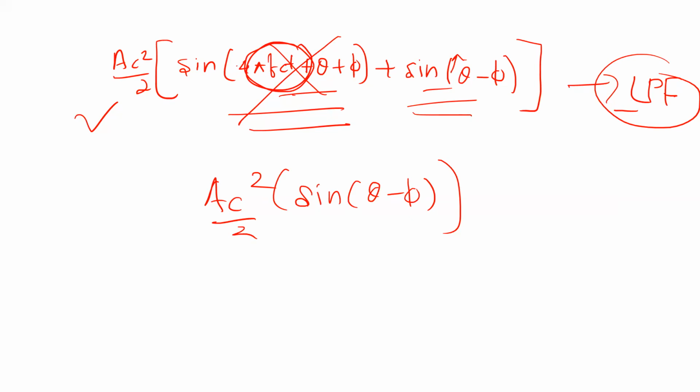When I'm passing through a low pass filter, the lower frequencies will be transmitted, and the higher will be restricted. Here, this value is 4 pi FC. You know FC is such a high value, always. FC is the carrier frequency, a very high value. So this part will not be transmitted, and only this part will be transmitted.